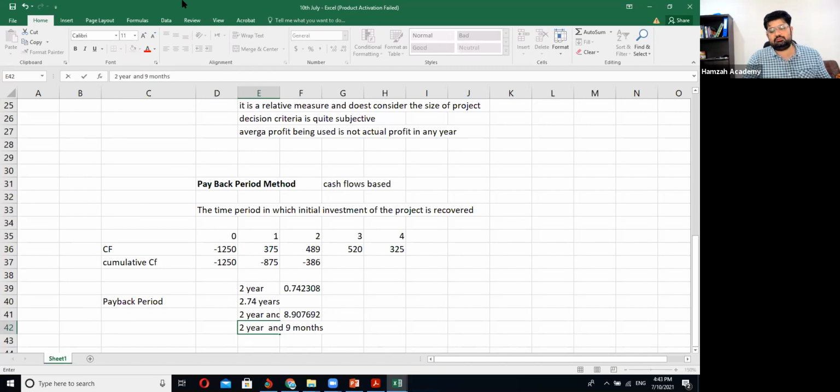Now, I hope this point is clear. Is it clear how to calculate the payback period? Is it clear?